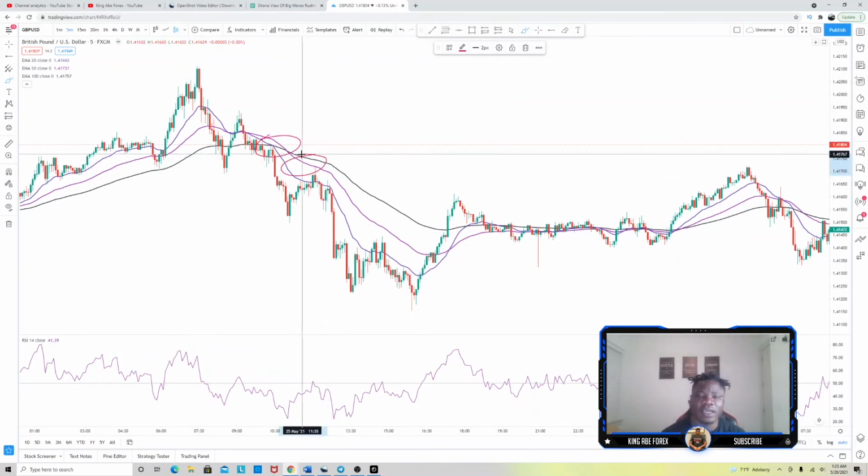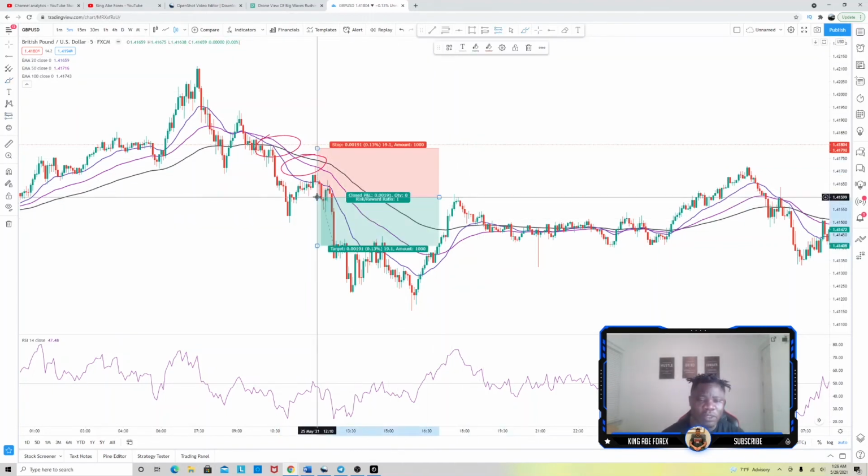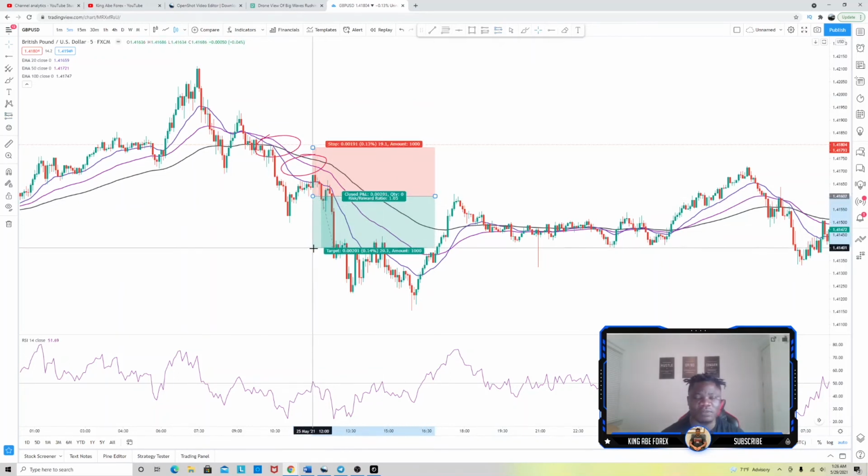Now what we need to do is wait for price to pull back, either back to the 20 or the 50 EMA. As we can see right over here, we had that pullback back to the 50 EMA. Once price pulls back to the 20 EMA coming downwards, that's your entry right over there. Now I'm going to use the tool, and we're going to see how this trade actually played out. I'll put this in replay mode as well.